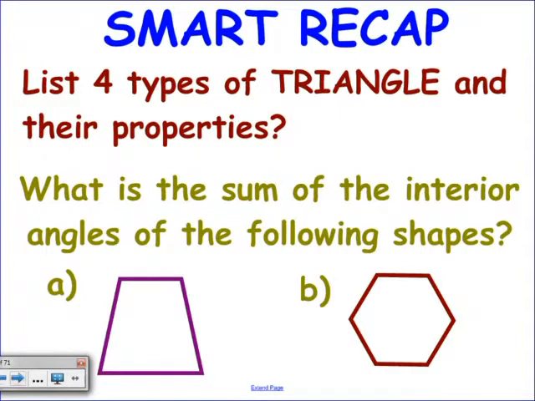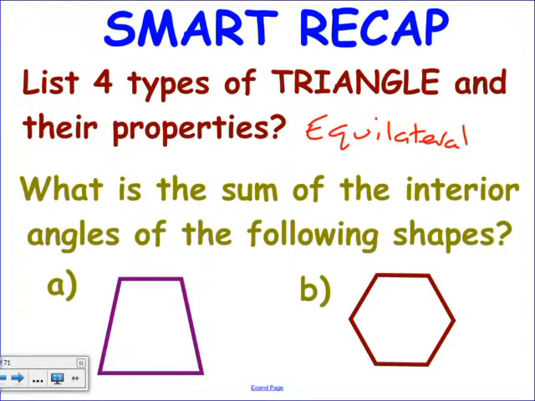Give me a triangle in each triangle. Equilateral. So an equilateral triangle is one of our triangles. And what makes something an equilateral? All 3 angles add up to 180. Any triangle, they all add up to 180.